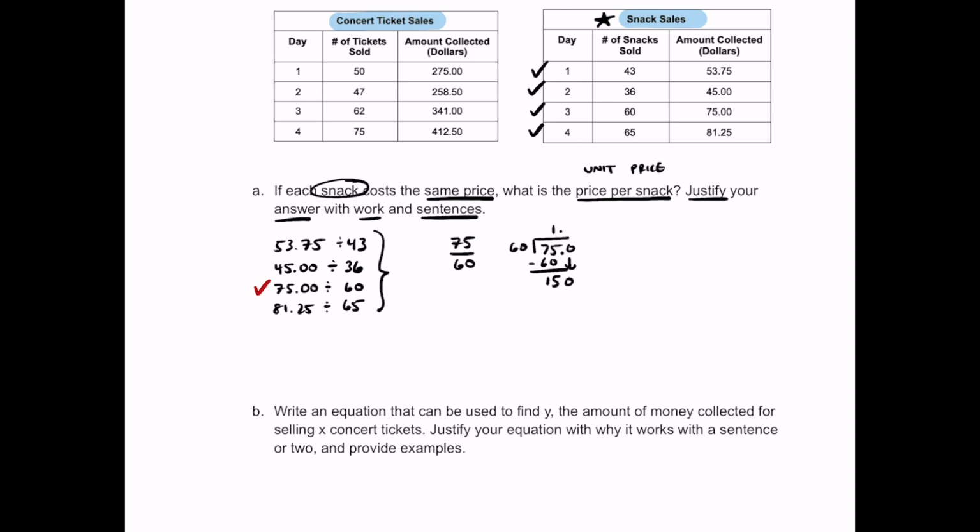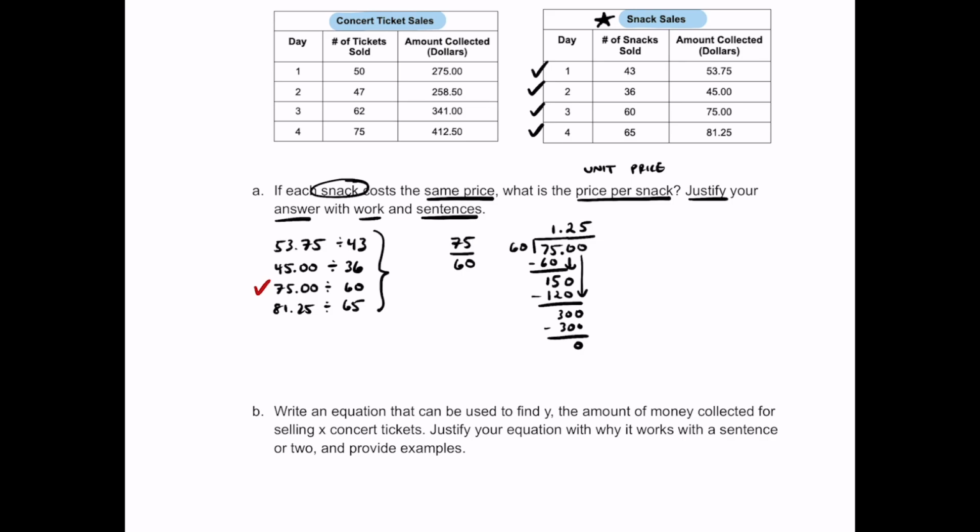60 times 2 is 120. I don't think we can fit it in again. So that's going to be 120 with a remainder of 30. We're going to add another 0 and bring that down. And 60 goes into 300 5 times. I know 5 times 6 is 30. And we have a remainder of 0. So it looks like here that one snack is going to cost $1.25.